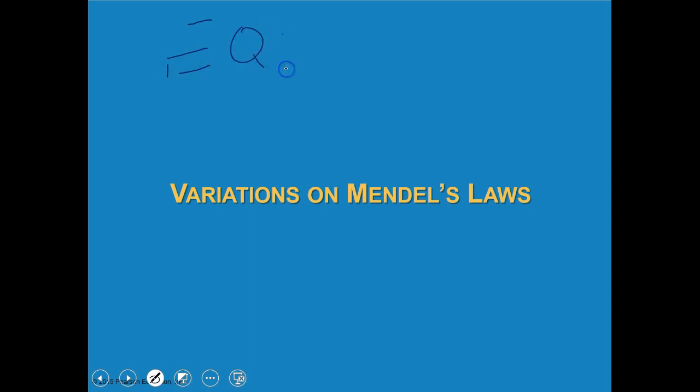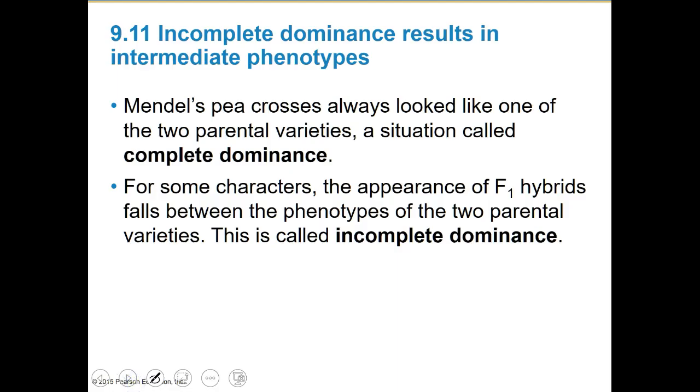So our essential question on this part, before we get into the next part, is: what are variations on Mendel's law? Most things are not going to fit into Mendel's pattern of inheritance. His P crosses always looked like two parental varieties, and that was what we call complete dominance. But for a lot of characters, the appearance of the F1, the first sons and daughters, falls between the phenotypes of the two parental varieties. This is called incomplete dominance.